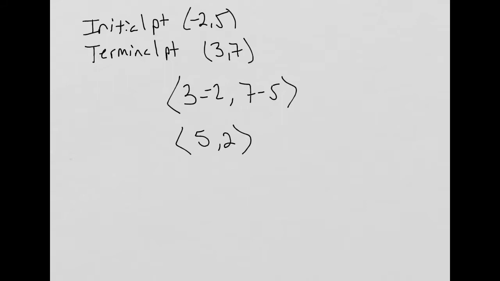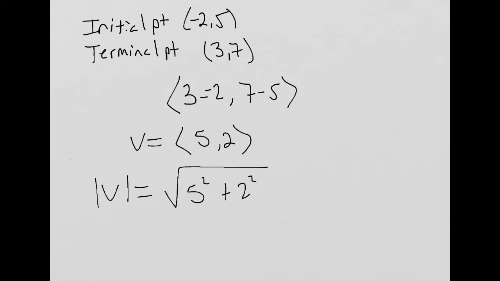Now if I called this vector v, I could find the magnitude of v. And because I could, again, translate this back to being at the origin and being a line connecting 0, 0 to the point 5, 2, the Pythagorean theorem comes back, same as it always has. So the magnitude of this one would be the square root of 5 squared plus 2 squared, which is the square root of 29.